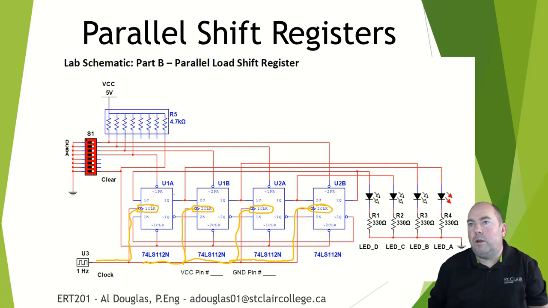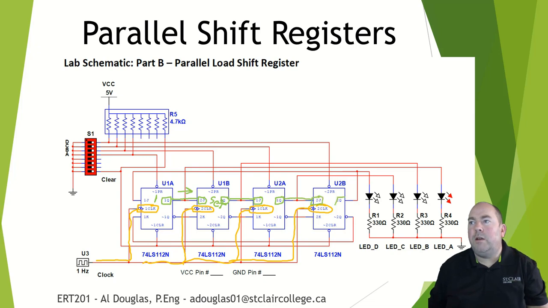So we have Q here. If we have a 1 in here, we want to transfer that 1 over to here. That means we want to do a set on this one. So Q is going to connect to the J of the next flip-flop, and we will repeat that pattern. So Q connects to J of the next flip-flop.